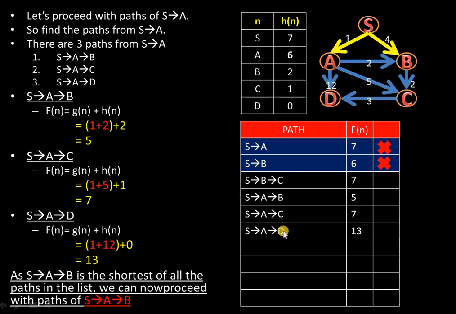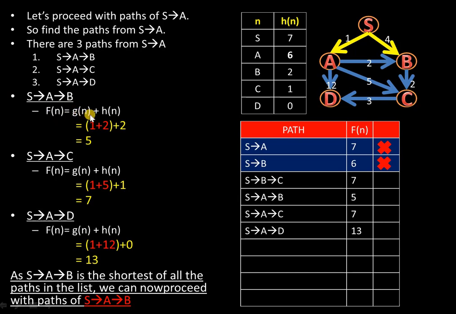Now I would like to find the function values of all the paths that I have found. So how can it be calculated? Let's say, find the paths from S to A, and there are three paths from S to A, that is S to A to B, S to A to C and S to A to D. So find the value of S to A to B first.